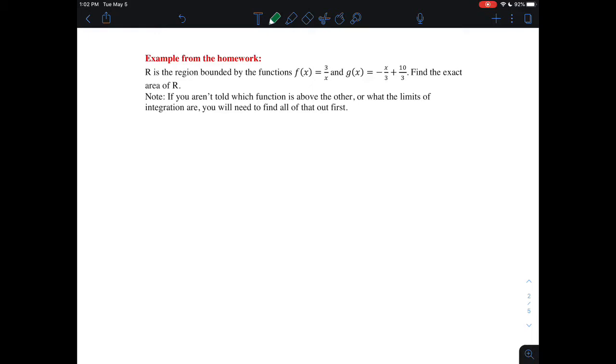So note, if you aren't told which function is above the other, or, as we also have in this example, what the limits of integration are, you need to find all of that out first. So we do need to do some sort of sketch and some algebra work to have some things to even start the integration process. So let's start with graphing.